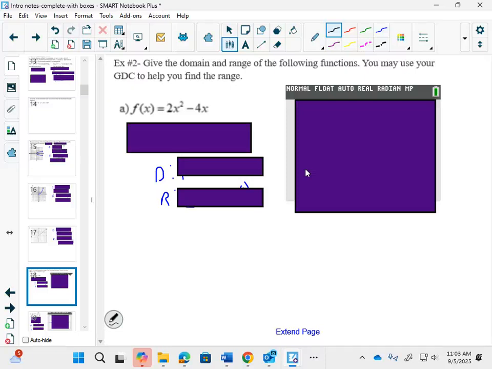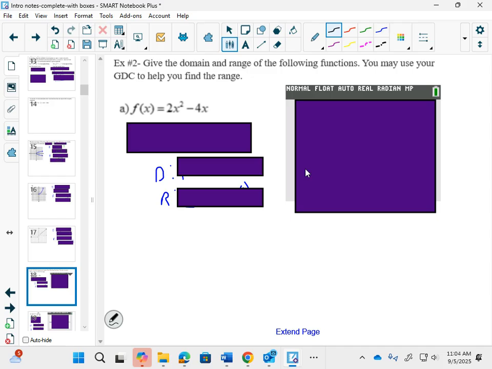So what we're going to do today is we're going to use our graphing calculators and graphing to help us figure out domain and range. For the most part, the domain you should be able to do without your calculator, but the range part is sometimes difficult to see just from the equation.